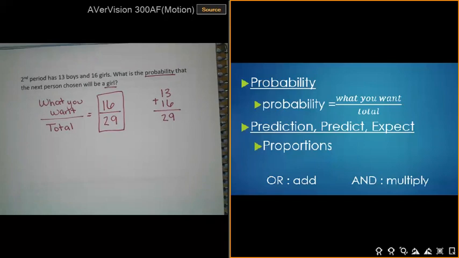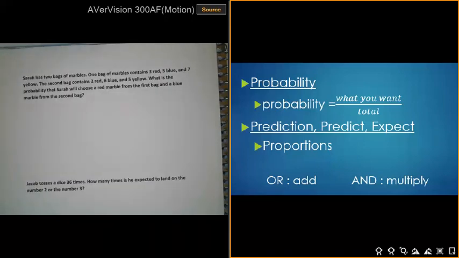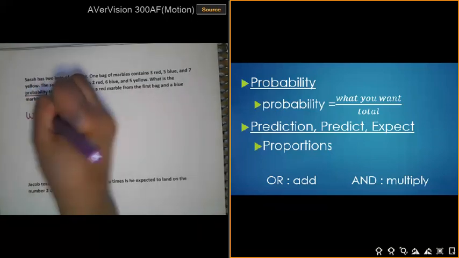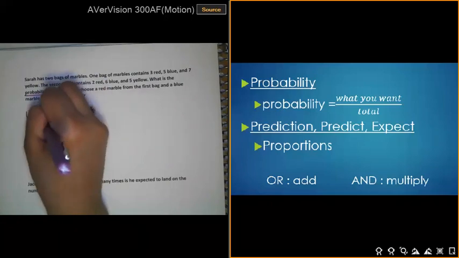Our second example says Sarah has 2 bags of marbles. One bag of marbles contains 3 red, 5 yellow, and 7 yellow. The second bag contains 2 red, 6 blue, and 5 yellow. What is the probability that Sarah will choose a red marble from the first bag and a blue marble from the second bag? Keywords here are going to be probability. That shows me that I'm going to put what you want over the total.